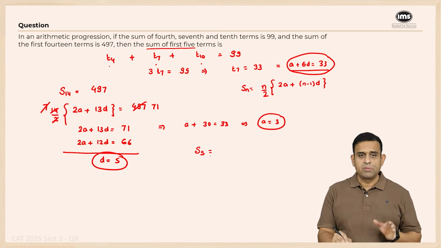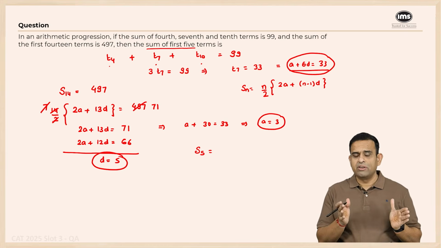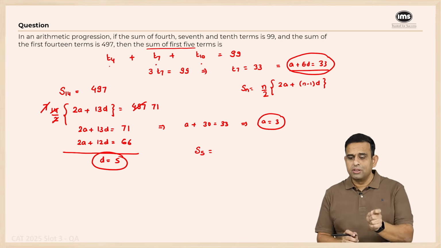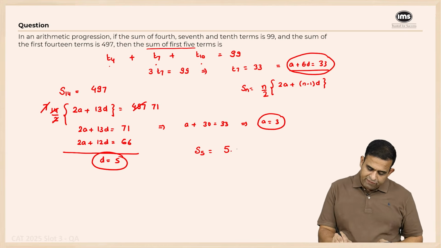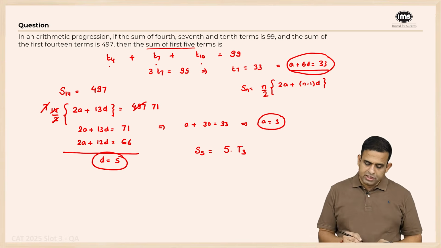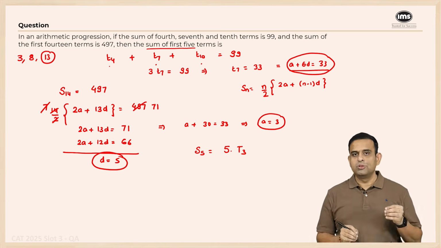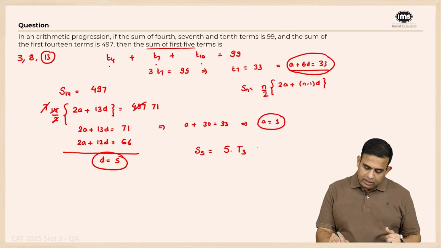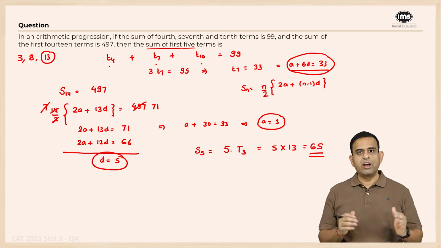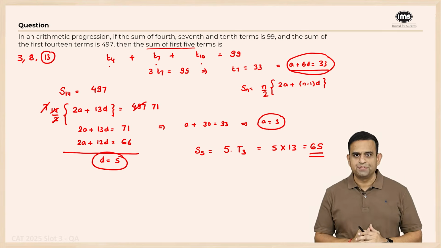So over here, for the sum of the first 5 terms, the middle term happens to be the 3rd term, so it must be 5 times T3. Now understand, if your first term is 3 and the common difference is 5, the second term has to be 8 and the third term has to be 13. So the sum of the first 5 terms has to be 5 times T3. So 5 times 13 simply becomes equal to 65.